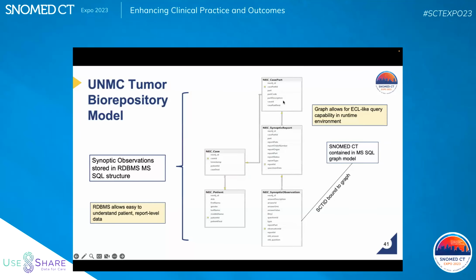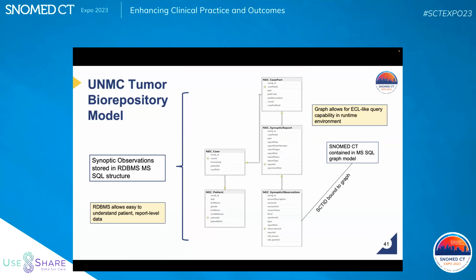So this is how we do it at University of Nebraska, and this is our biorepositories. I'm happy to share this in more detail. Basically, because we do want to be a little cutting edge, we use both a graph database and a relational database. And actually, we do it in the same database engine. SQL Server actually has graph functionality. It's not as fancy as Neo4j, but for what we use it for, it's more than sufficient. So 100% of all SNOMED is maintained in a graph within a Microsoft SQL Server graph, and all the row level data about all the cases is maintained in a relational database format.